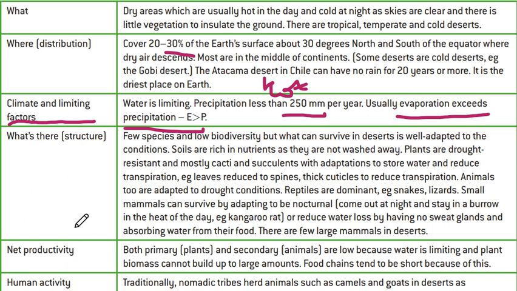Animals are also very adapted to these conditions. Reptiles like snakes and lizards, and small mammals like the kangaroo rat, come out at night and stay in the burrow in the heat of the day. So yeah, they can survive in that climate. They're nocturnal. There are very few large animals in the deserts, like camels, which absorb water and store food.